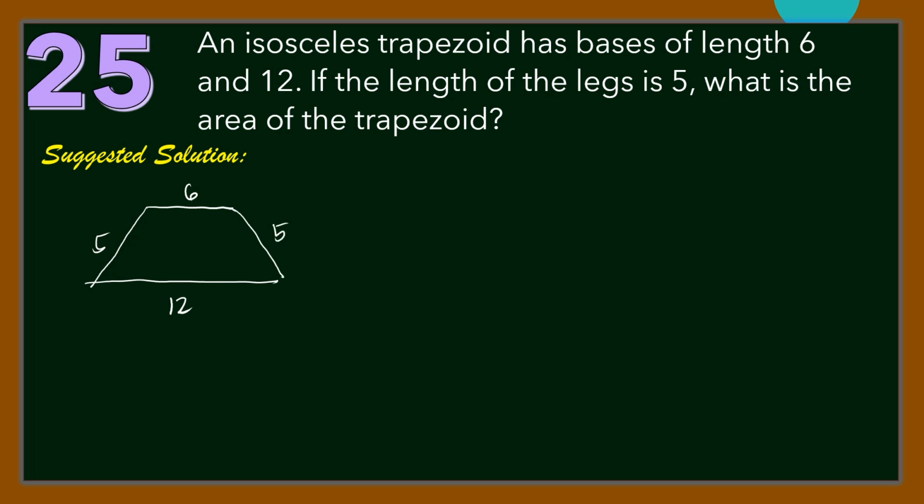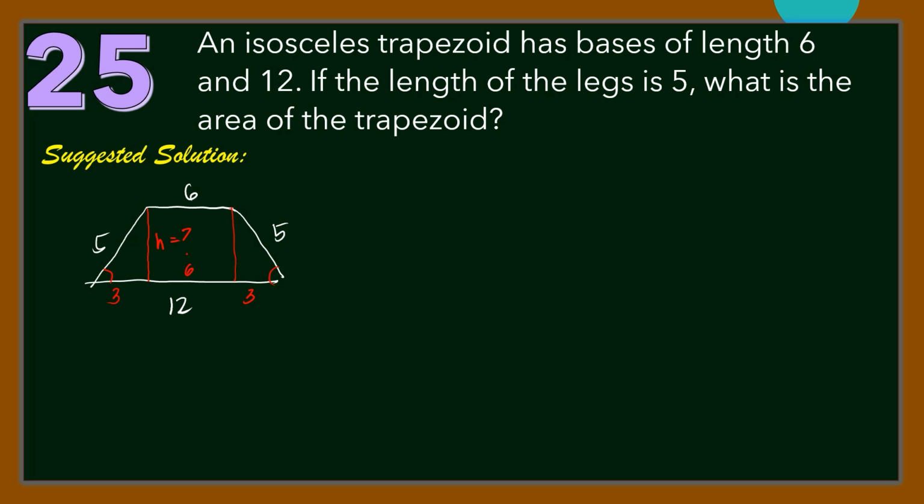To solve for the area of the trapezoid, we need to know the altitude or the height of the trapezoid. And since this is an isosceles trapezoid, then we have equal angles on the bases of the trapezoid. Hence, the lower base of the trapezoid will be divided into segments that are 3 units, 6 units, and 3 units. That's a total of 12.